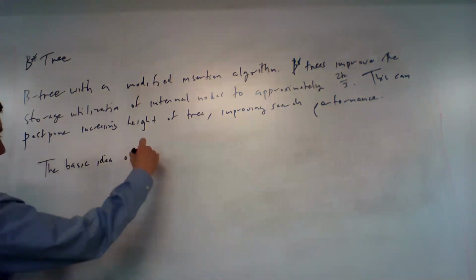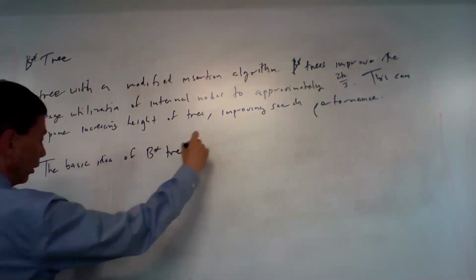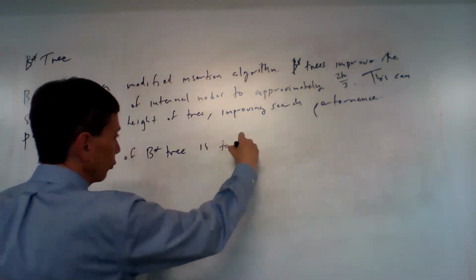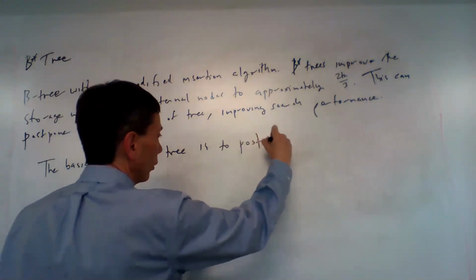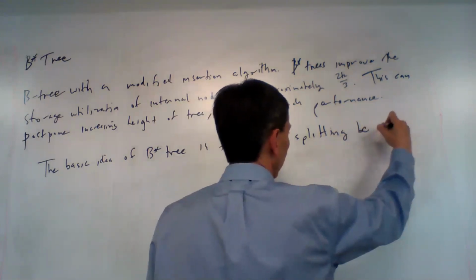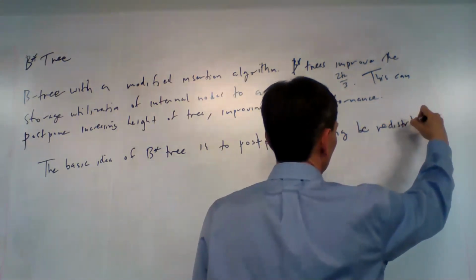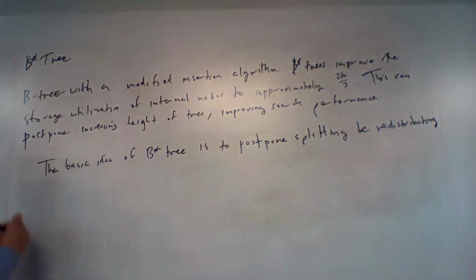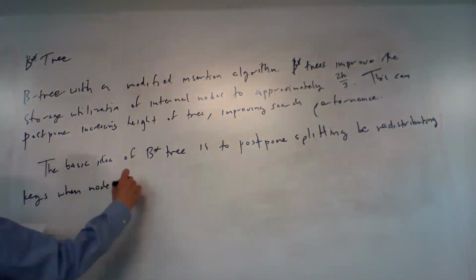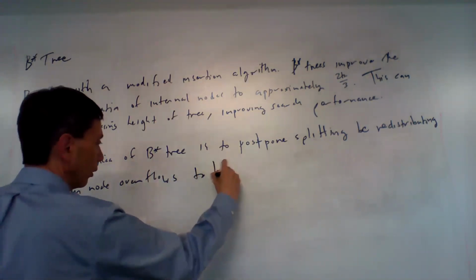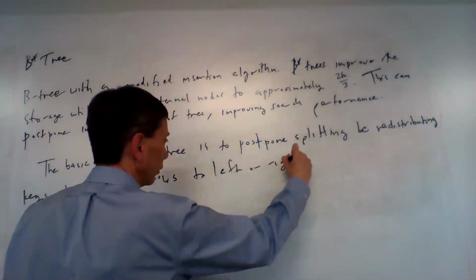The basic idea of a B star tree is to postpone splitting by redistributing keys when the node overflows to the left or the right sibling.